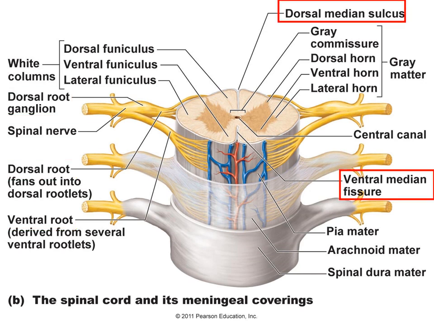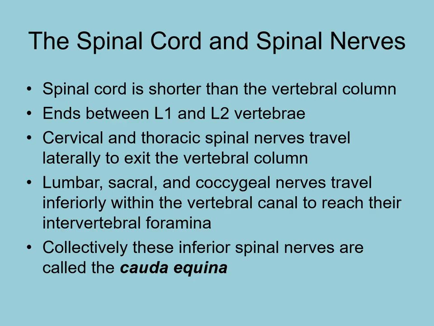Also, to help orientate yourself, you have what is known as the ventral median fissure, and then the dorsal median sulcus, to help orient yourself as to the proper location or orientation of that spinal cord. The spinal cord, as said, is shorter than the vertebral column itself. It ends between the L1 and L2.